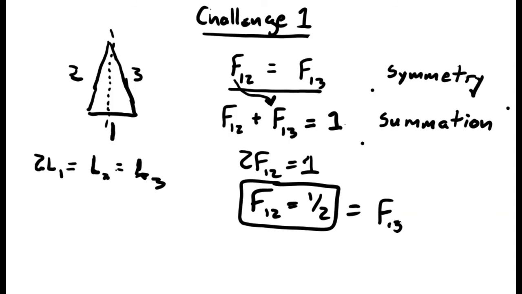Okay, let's do F2 to 3. That one's a little trickier, right? So now looking at 2, let's do F2 to 3 plus F2 to 1 equals 1. That's the summation rule.